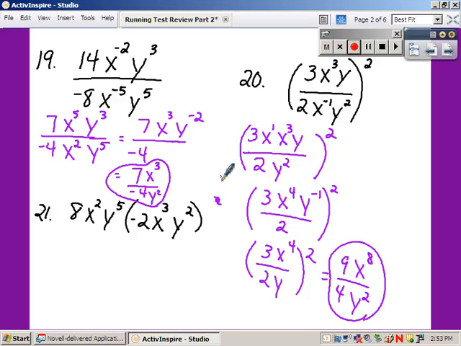When we go to number 21, this one's actually much easier. There are no exponents raised to exponents, so this is just straight out multiplying across. So we're going to take 8 times -2, that gives us -16. The x's, 2 and 3, we're just going to add them, make it x to the 5th, and y to the 7th. That's all it is to that one.